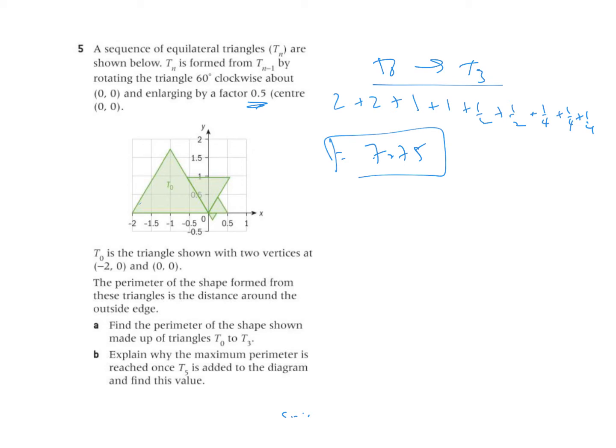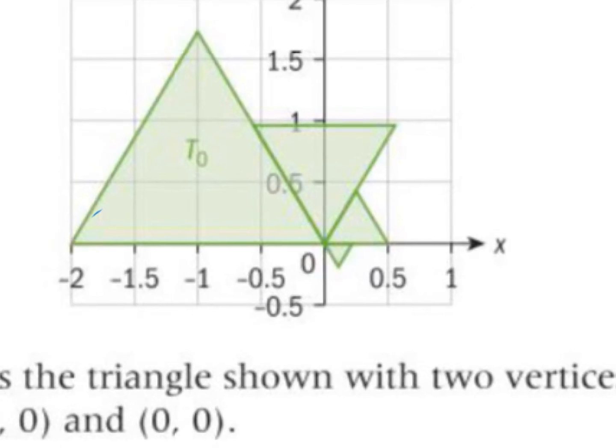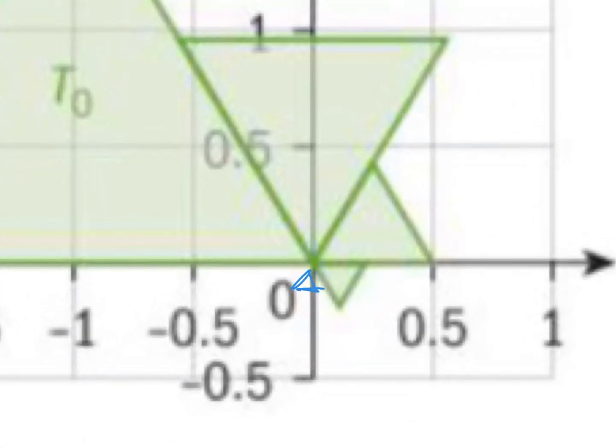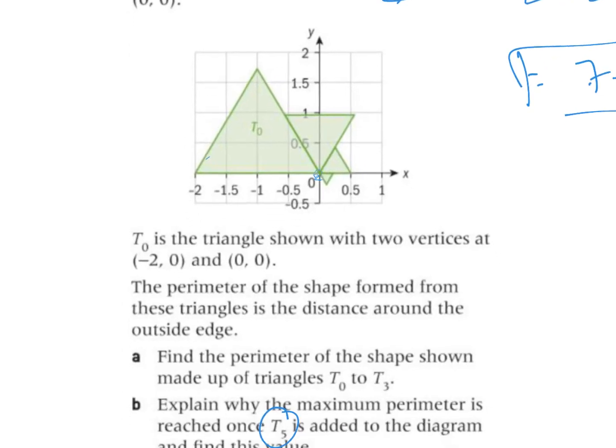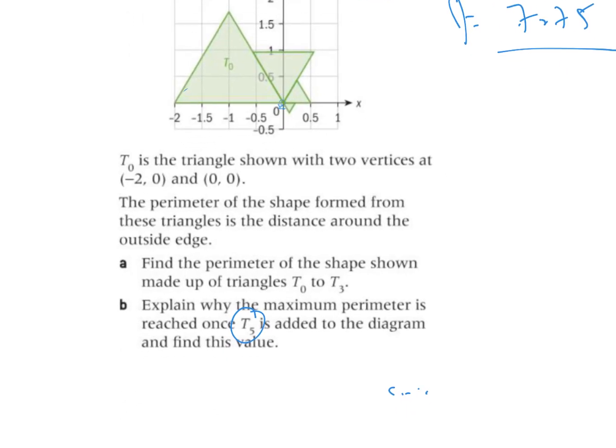So now when we explain why the maximum perimeter is reached when I hit T5, let's consider what happens here. My next triangle is going to be a little tiny triangle here, that's T4. And then T5 is going to be another little triangle that's rotated around, and it's here. And then T6 ends up being inside. And then they keep going inside, and so the perimeter is just on the outside of this. So once we hit T5, there's no more perimeter to add because it goes inside the triangles. So that is why the maximum perimeter is reached once it is T5.